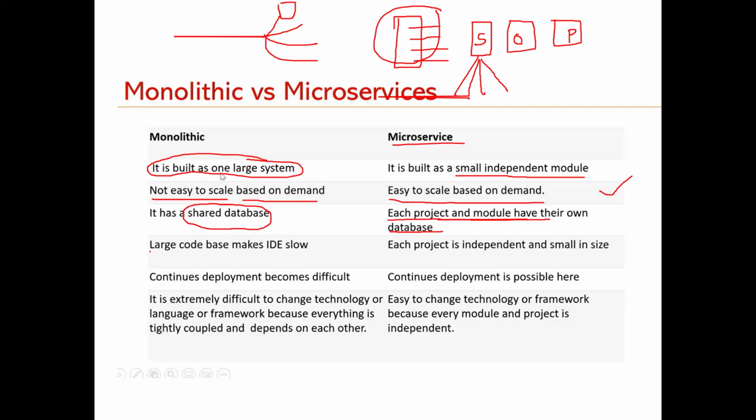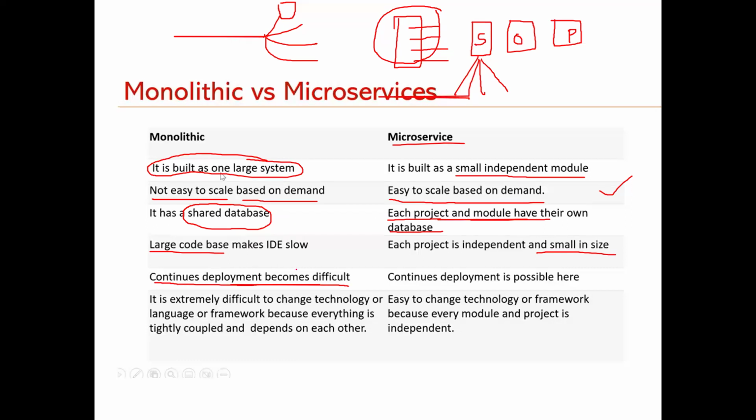A large code base also makes the IDE slow. It is a small difference. Each project is independent, so it will be small in size. Whenever you want to deploy your monolithic application, continuous deployment becomes difficult. In a monolithic architecture, maybe once in 3 months or 6 months you can deploy your application. But in microservices, every month you can do releases. With respect to another project, you can independently deploy your functionality.